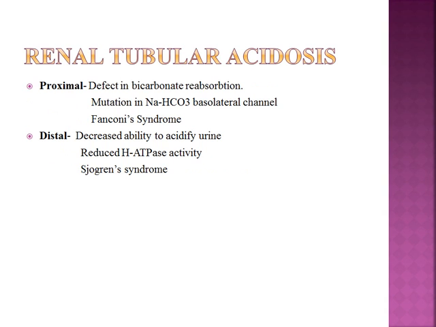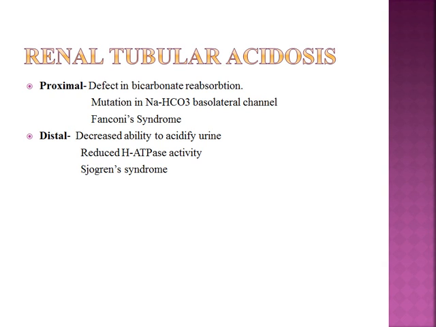What are some of the other renal tubulopathies? Renal tubular acidosis, proximal and distal. Proximal is type 2, distal is type 1. Proximal is a defect in the bicarbonate reabsorption. There is a mutation in the sodium bicarbonate basolateral channel, as is seen with Fanconi syndrome. Distal is decreased ability to acidify the urine. There is a reduced H+ ATPase activity and it can be seen with Sjögren syndrome.